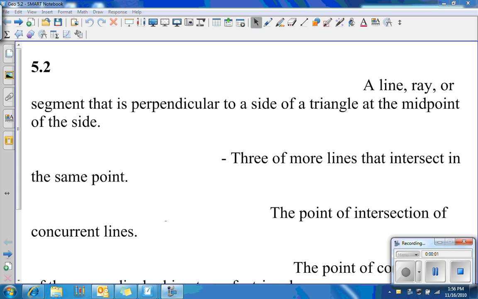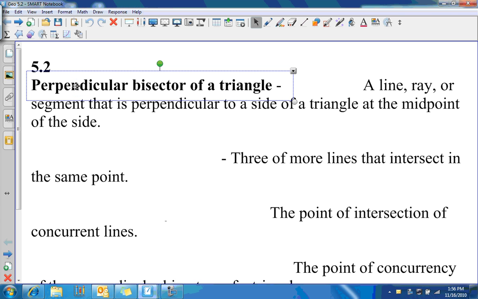We're on 5.2, and the first definition is perpendicular bisector of a triangle. We talked about perpendicular bisector before, but now it's more related to just two triangles.